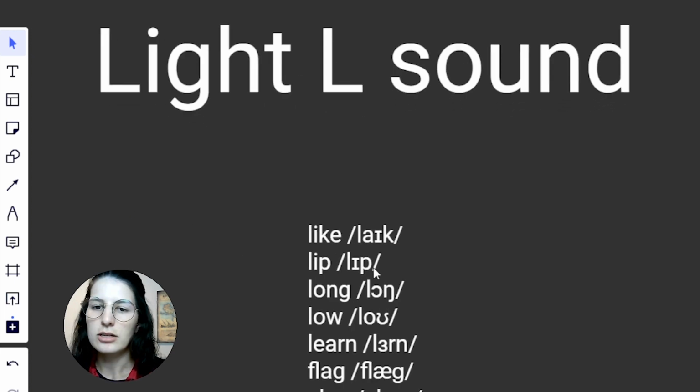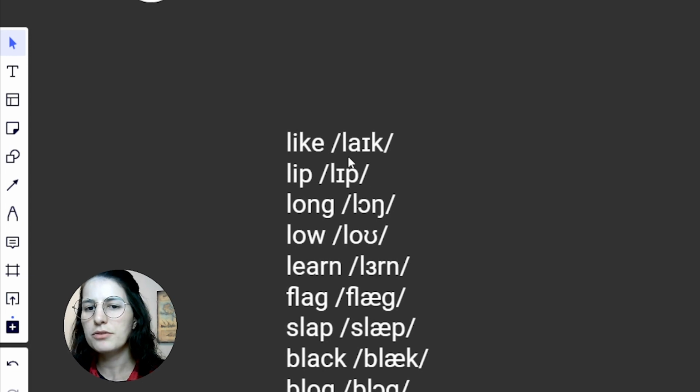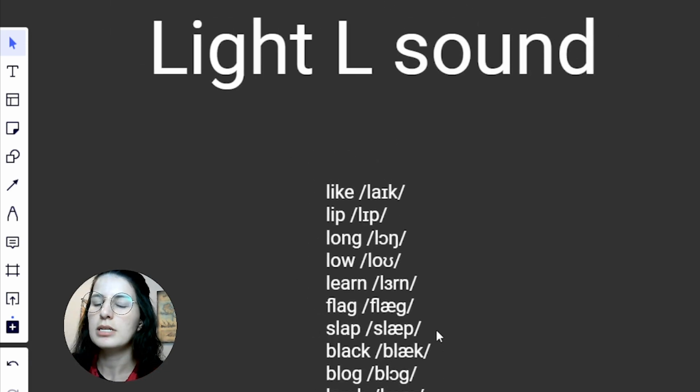The light L sound is the sound we can find in words like lip, long, low, learn, flag, slap, black, blog, and lamb. So when you make this sound, l, la, le, li, lo, lu, you have the light L sound. But this one is easy. Let's talk about the complex sounds, the sounds that are different from the sounds we have in our language.